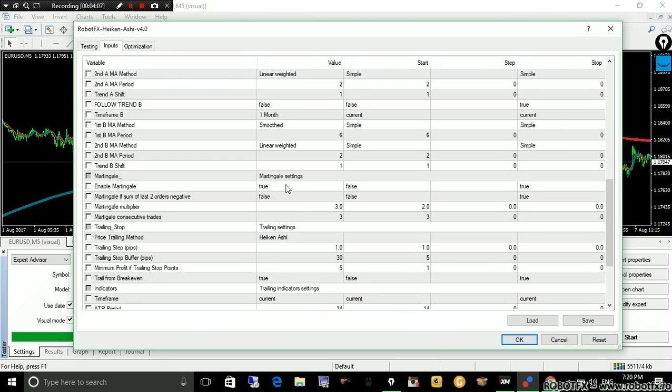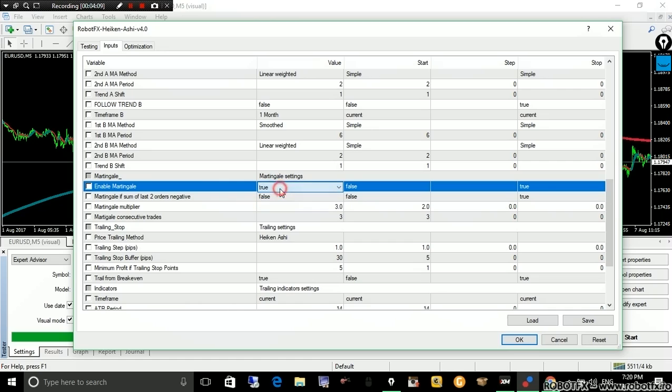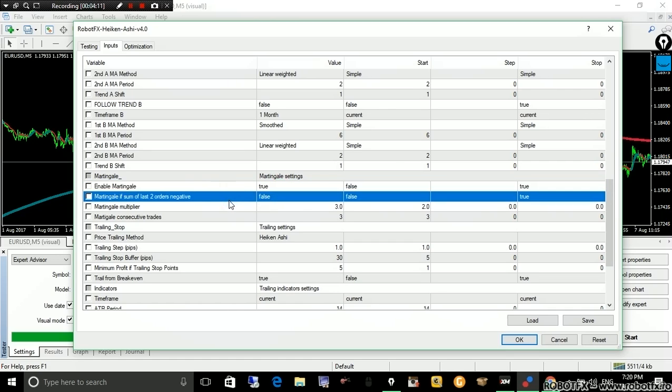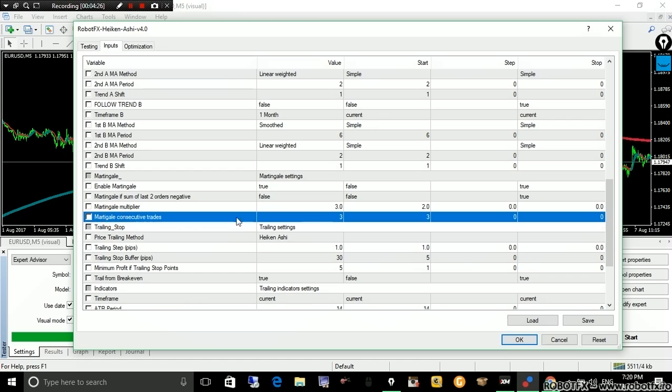You can of course set enable martingale to false if you want. I like it. For me it's profitable. It's like any other thing in Forex. It can either bring you money or make you lose money. If you do it properly, it will bring you money. And there's a safety trigger for martingale. I have set the martingale consecutive trades to 3.